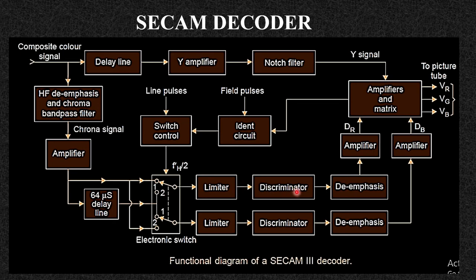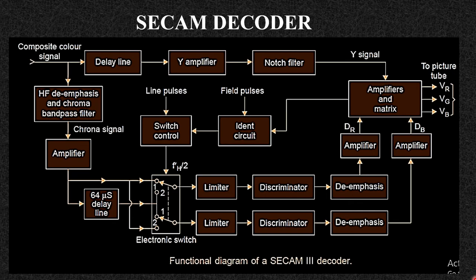The discriminator is the demodulator. From the signal you are getting, the ident circuit will generate a switch control, and for the respective signal, the respective demodulator will be in active condition. So discriminator, then de-emphasis, because we have two frequencies, 4.4 and 4.2, for two different color signals. De-emphasis again gives to the amplifier, and DR will be separated out; then de-emphasis, amplifier, and the blue color difference signal will be separated out. When it is given to the amplifier and the matrix, Y, DR and DB collectively generate VR, VG and VB. So this is the functional diagram of the Secam 3 decoder.